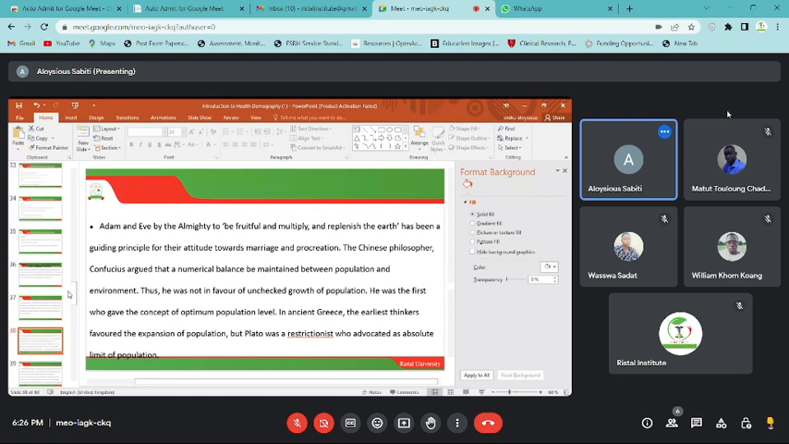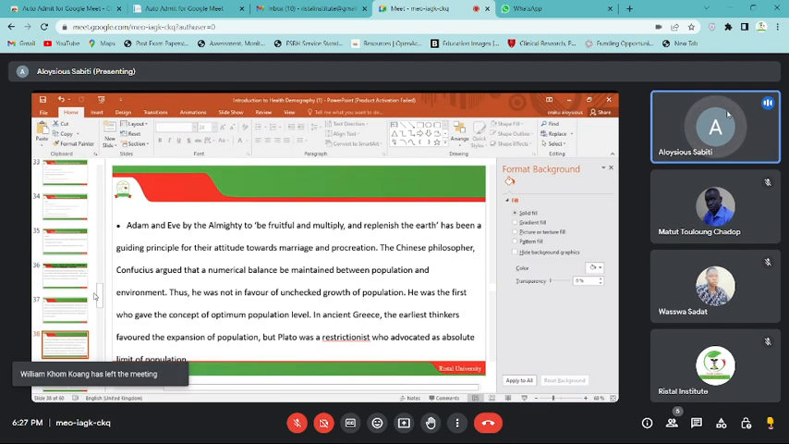The Chinese philosopher Confucius argued that a numerical balance be maintained between population and environment. Thus, he was not in favor of unchecked growth of population. He was the first who gave the concept of optimum population level. In ancient Greece, the earliest thinkers favored the expansion of population, but Plato was a restrictionist who advocated an absolute limit of population. So you realize that Confucius and Plato thought that population needs to be controlled because population and environment needed a numerical balance, with the thought that if there was a dense population, then it would impact the environment.